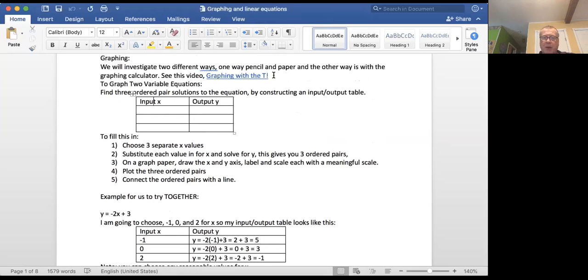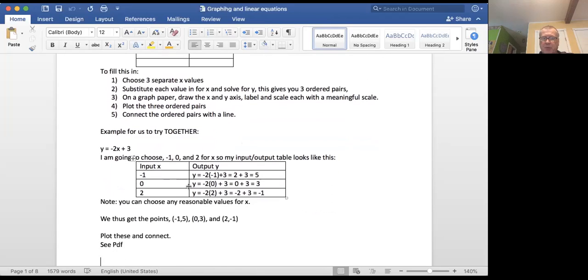If we do have to graph by hand, we're going to use input-output tables for the most part. We're going to choose 3 separate x values. We're going to substitute the x in and solve for y. Next, we go on graph paper, we plot x and y axes, and we scale with a meaningful scale. And we plot the 3 ordered pairs that we found in this input-output table. And then we connect. And then that's it.